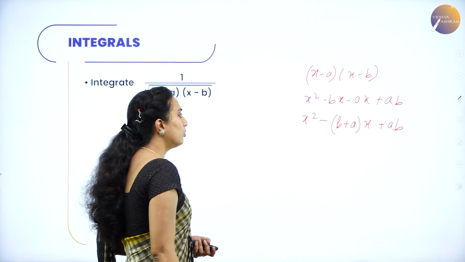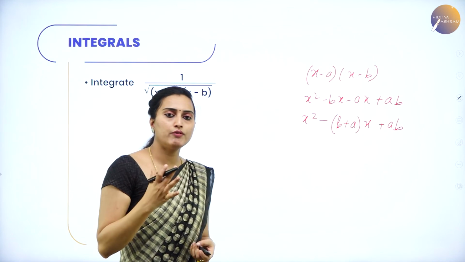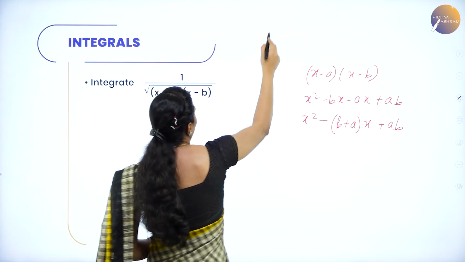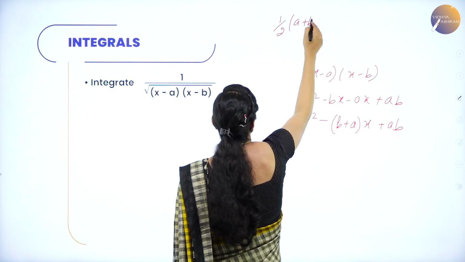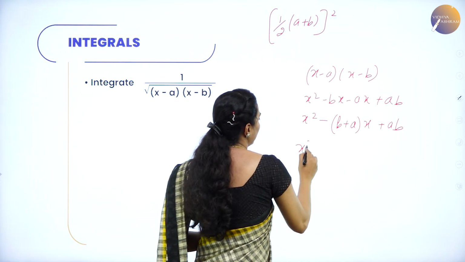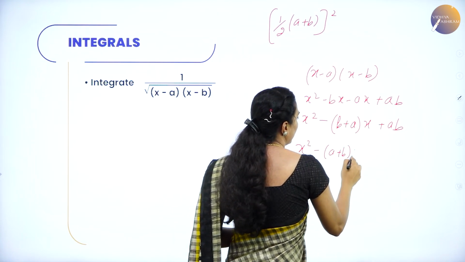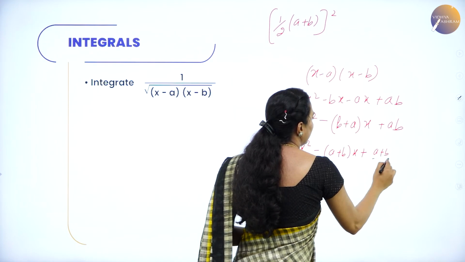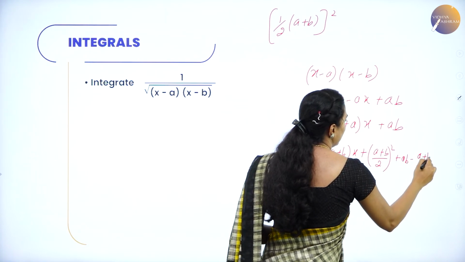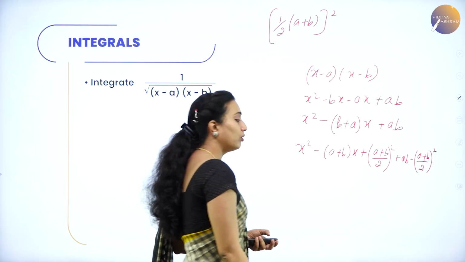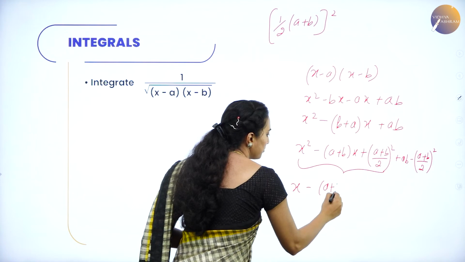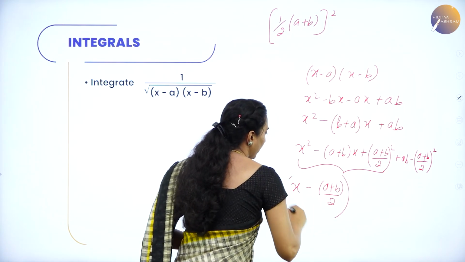Observe, the coefficient of x squared must be 1. And what is the coefficient of x? a plus b. Half of that, half of a plus b, that whole squared. So, adding and subtracting that, x squared minus of a plus b into x plus (a plus b divided by 2) whole squared, plus ab minus (a plus b divided by 2) whole squared. Now you can write this in the form of x minus (a plus b) divided by 2, whole squared, right?